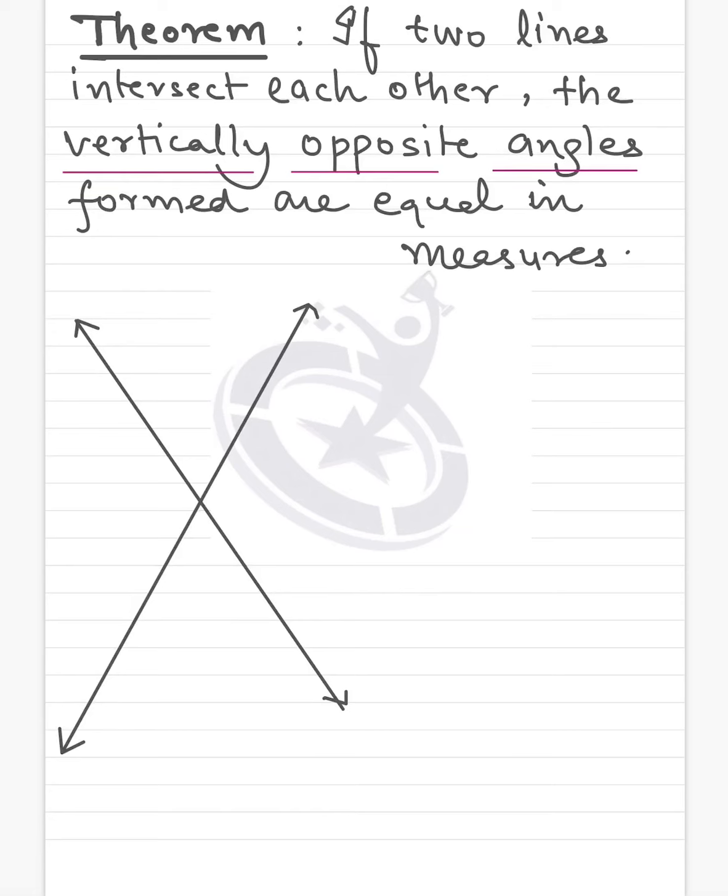So I name the first line as AB and the second line is CD, and both the lines intersect each other at point O. So I name this point as O. So as I said, the if part is taken as given and the then part is taken as to prove. So that if part we write as given.